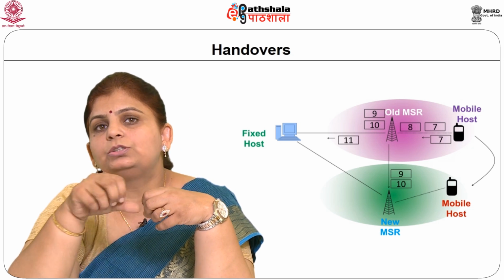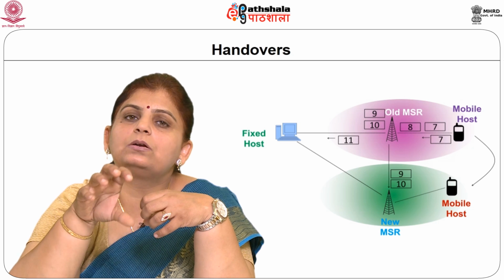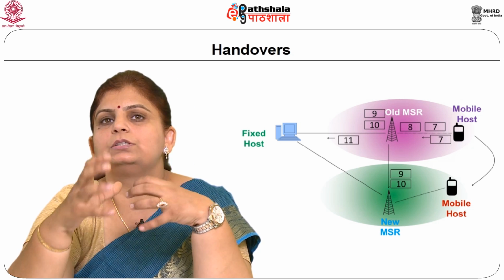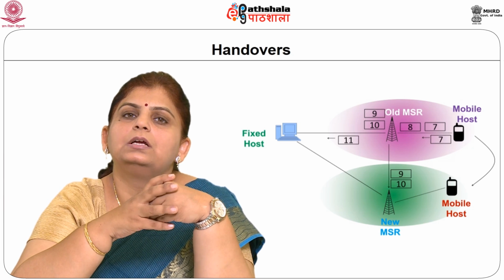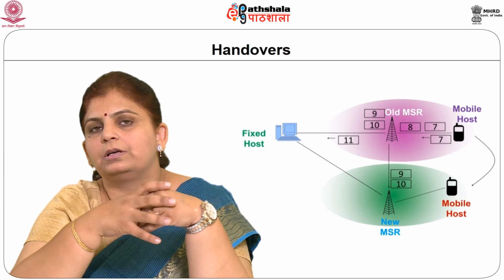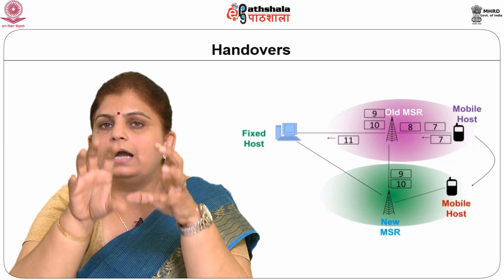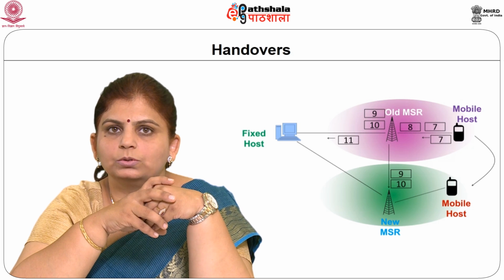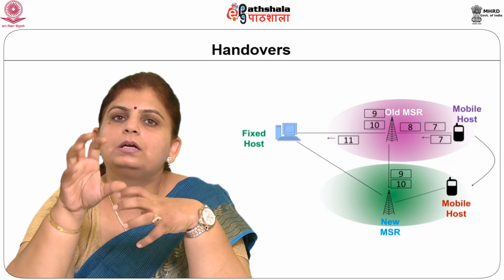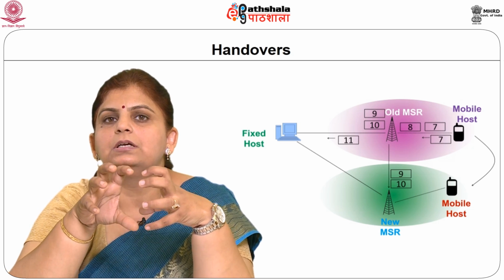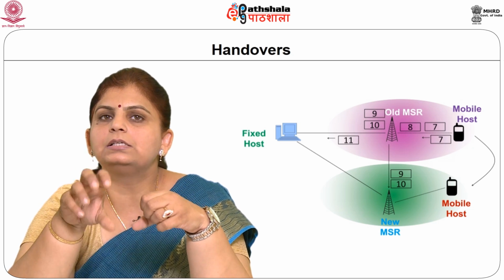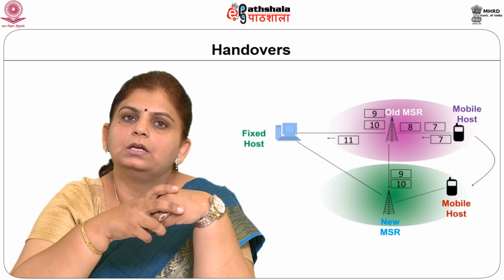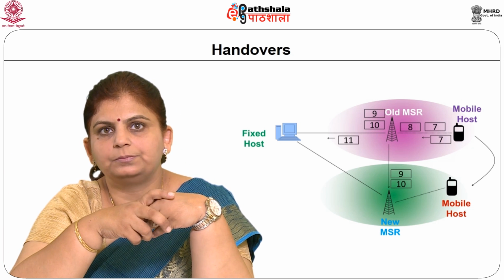But so what should be done? Now the old base station or the foreign agent has already acknowledged the packets. So these packets should be forwarded to the new base station or the new foreign agent, so that that entity can forward the packets back to the mobile host. Along with that, the socket information or the socket entities of the base station or the foreign agent should also be transferred to the new base station or the foreign agent.